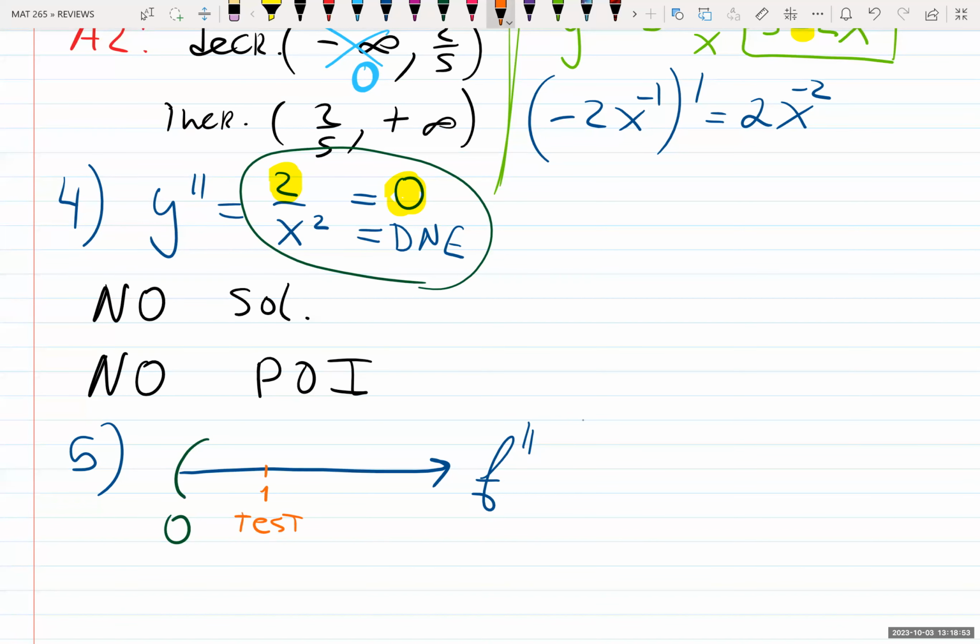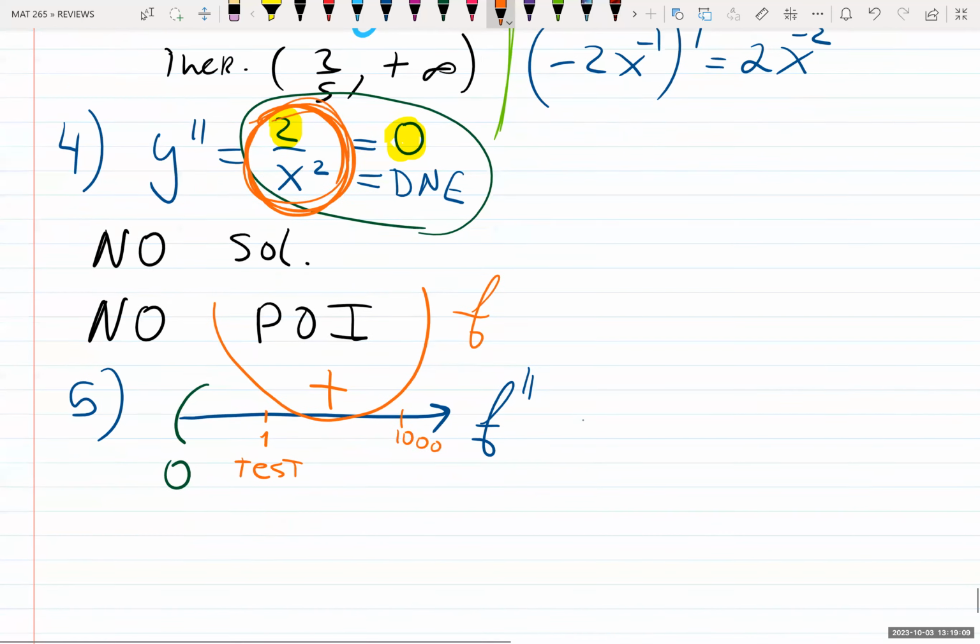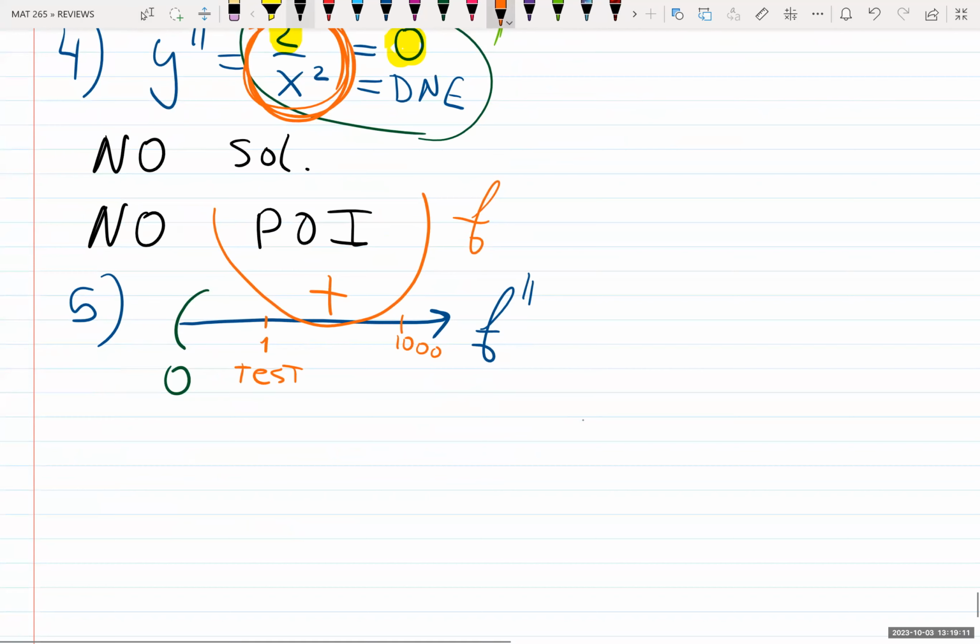When you plug 1 into the second derivative, it is positive. That means it's positive everywhere on this interval. That means it's a smiley face for the original function. That means it's concave up. You can check, you can plug 10, still positive. You can plug 100, still positive. Whatever you want, still positive. So that kind of explains my answer here.